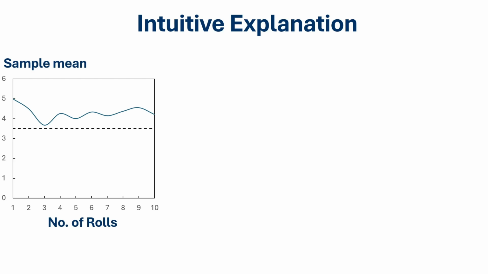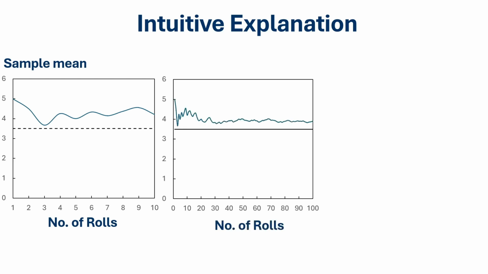That dashed line that you see is the expected value or true mean of 3.5 that we have just calculated. Now let's say we do 100 rolls and plot the same graph. On the x-axis, the range of values goes up to 100. Now what do we see? The curve, which represents the sample mean, fluctuates quite a bit, and that fluctuation is significant for the first maybe 40 rolls or so. After that, the fluctuation starts to reduce as the number of rolls gets bigger and bigger.